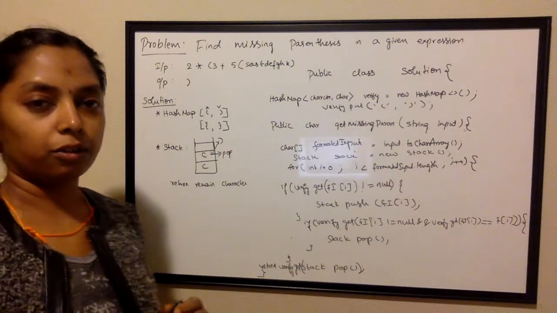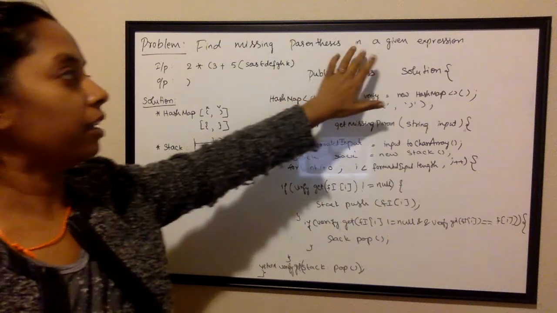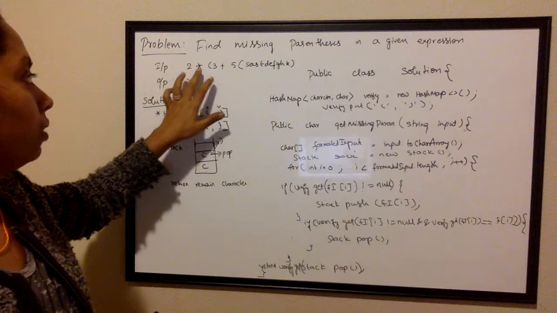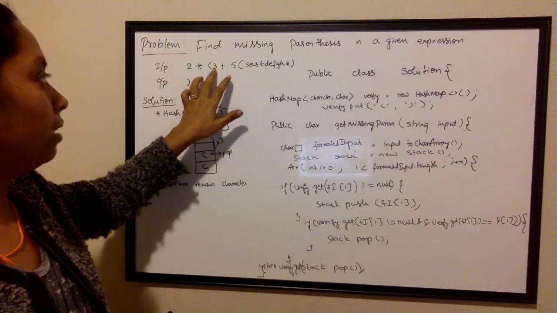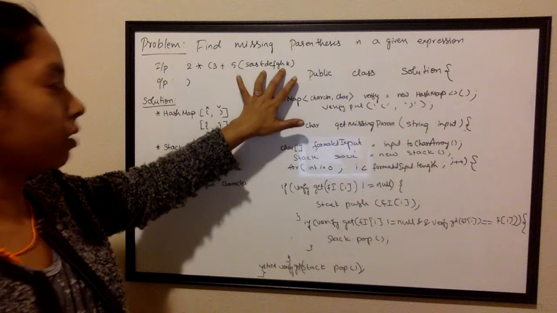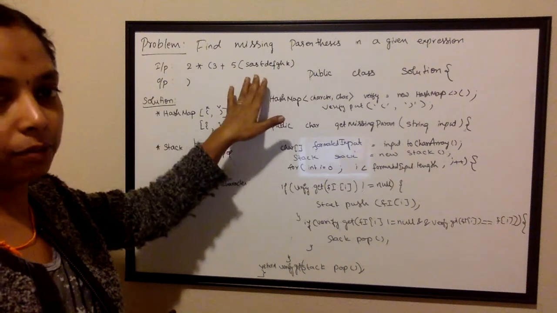Hi guys, today we're going to look at a problem: find a missing parenthesis in a given expression. So if we have an expression like this, 2 star of bracket 3 plus 5 and of this some expression or some value in between, we have to find the missing parenthesis from here.